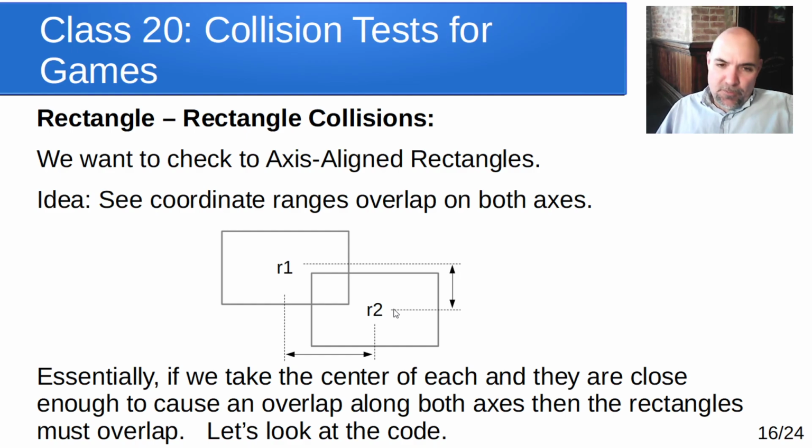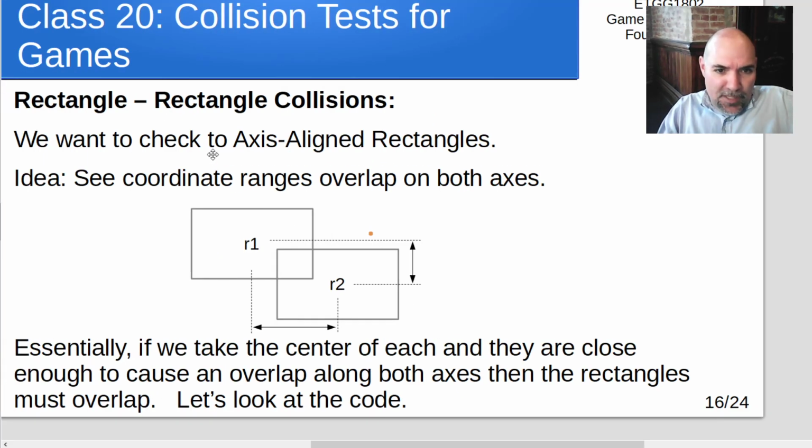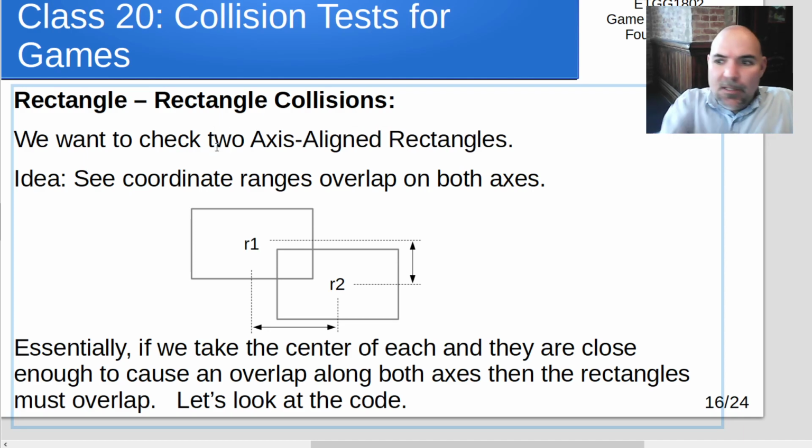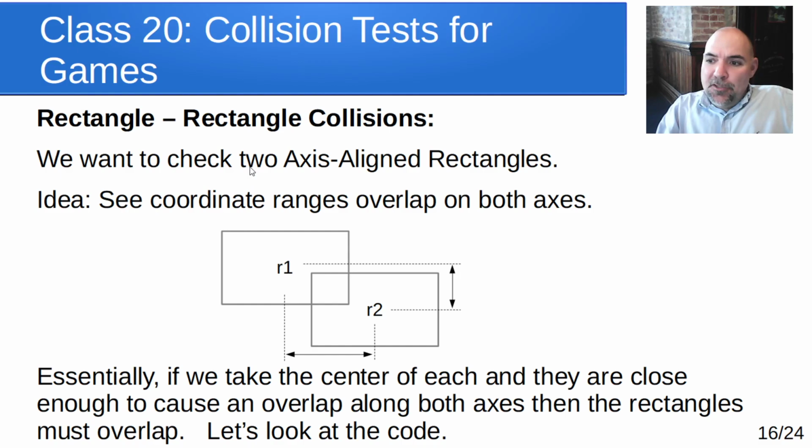Now, rectangle-to-rectangle collisions are a little more complex, but not too much so. Here we want to check two axis-aligned rectangles. It's supposed to say 2 like the number, not TO. The idea is we want to see if the coordinate ranges overlap on both axes. In other words, if they're too far apart along the x, they can't overlap. If they're too far apart along the y, they can't overlap.